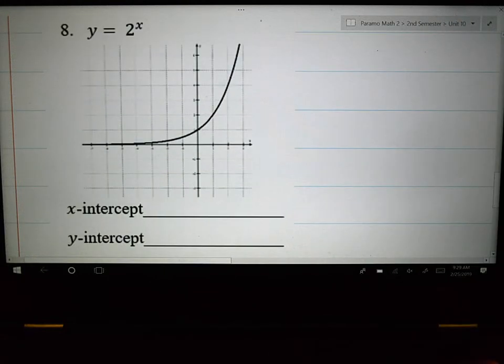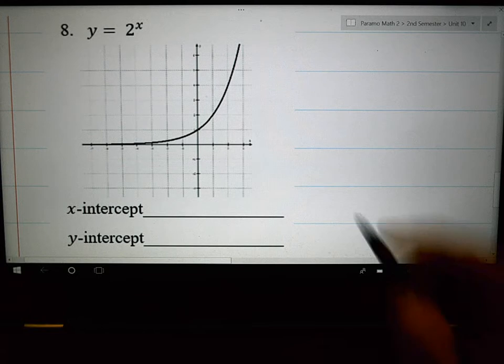Now, number 8's tricky. I picked number 8 because this is something you have not seen since the very beginning of the year in Math 1. You covered this in Math 1. I want to say it was Unit 0 in Math 1. And so it's been a year and a half maybe, or maybe even more than that since you've seen this. This is called an exponential graph. It's when the variable's in the exponent.